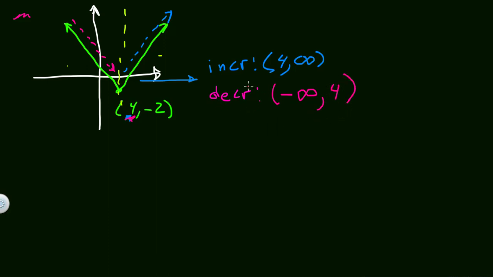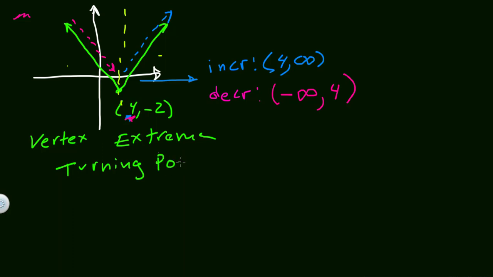Notice that the increasing and the decreasing make up the whole domain. The domain of this function is from negative infinity to infinity. And it splits apart at the vertex. The vertex is also called an extrema. So this is an extrema, or the vertex, and sometimes we also call this a turning point, because it's where the graph turns, going from increasing to decreasing, or decreasing to increasing.